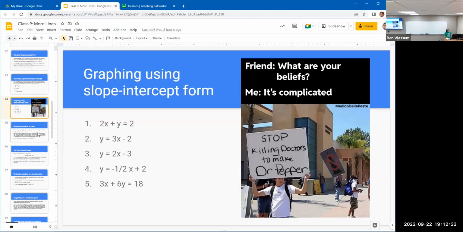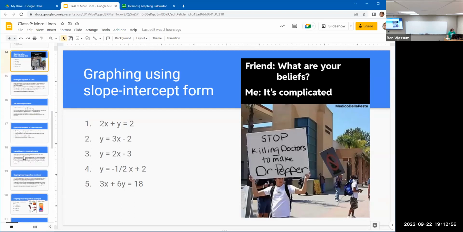Okay. Are we feeling good about using slope-intercept form? Does anyone have any questions, any concerns about it? Or are we feeling nice? We're feeling good about it. Everything is wonderful. Feel like that's the way we're going to go. All right. So let's move on to some more stuff.